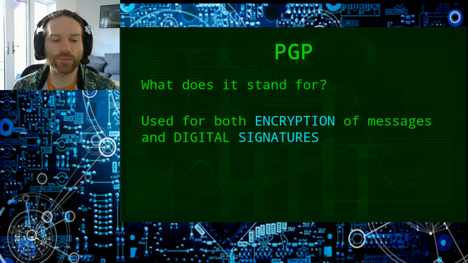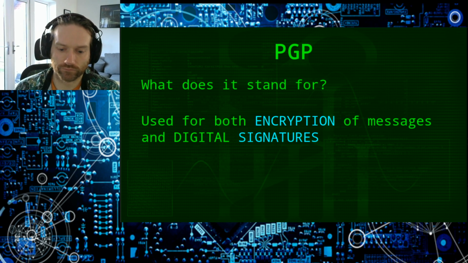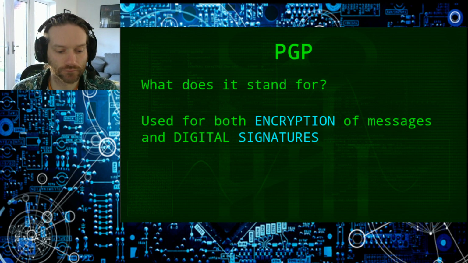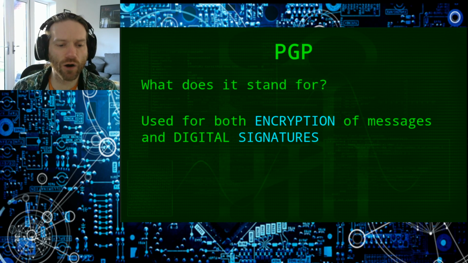So, PGP. Quickly go on the internet, find out what PGP stands for, and paste it in the chat. Do it. Come on, do it now.